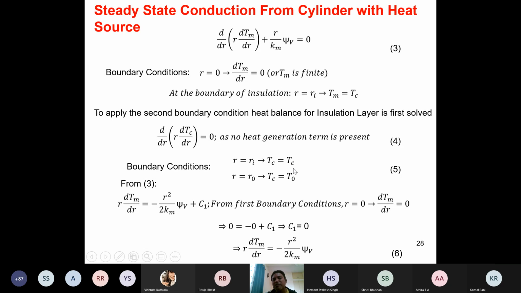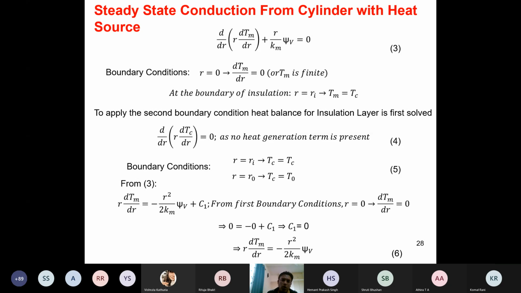Again, here the first boundary condition is difficult to apply because Tc we don't know. Tc we don't know at the metal boundary and the insulation layer. We only know the temperature outside. So now in order to solve, in order to get rid of this unknown variable Tc, we have to solve both the temperature distribution in the metal wall as well as the temperature distribution in the insulation layer together, and then we have to apply the continuity equation. That is what we are going to do.